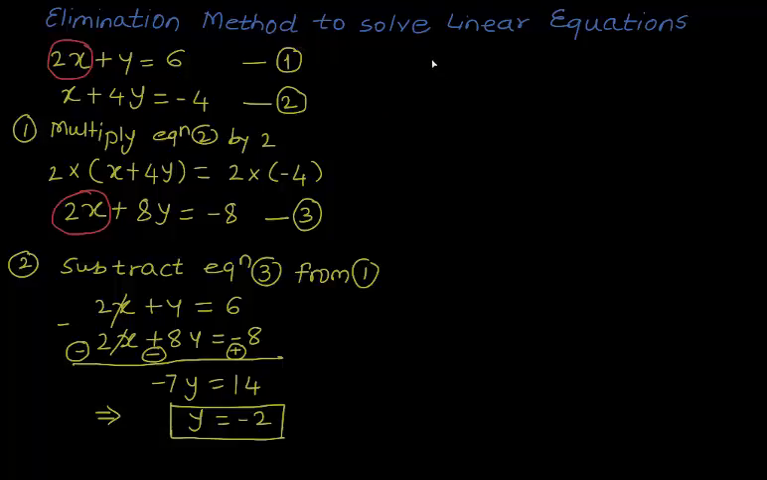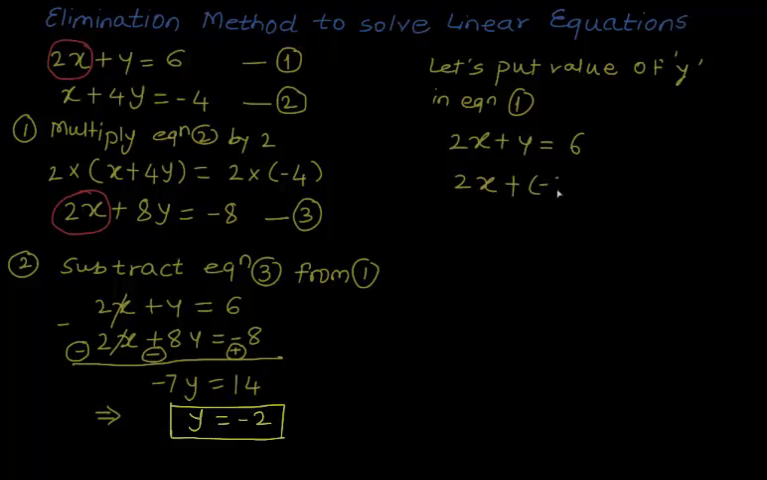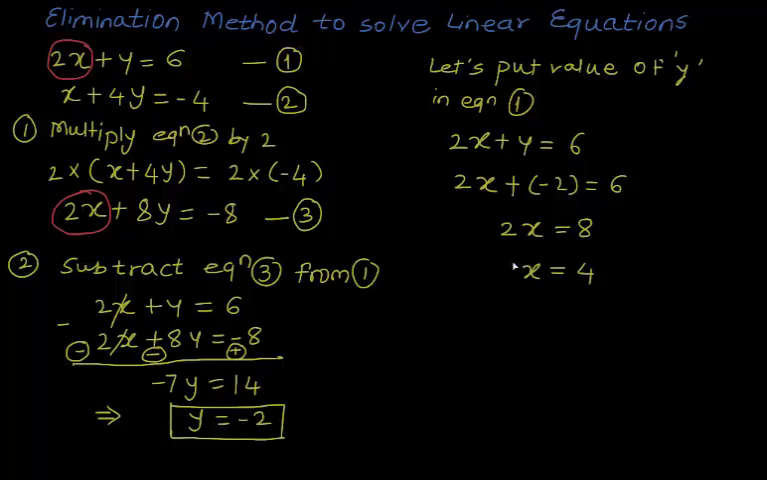So let's put the value of y in equation 1. What is equation 1? 2x plus y is equal to 6. Now 2x will remain as it is. What is the value of y? y has value minus 2, so 2x minus 2 is equal to 6. Now adding 2 to both sides, minus 2 and plus 2 will cancel out. 6 plus 2 will be 8. And if we divide both sides by 2, we'll get x is equal to 4.